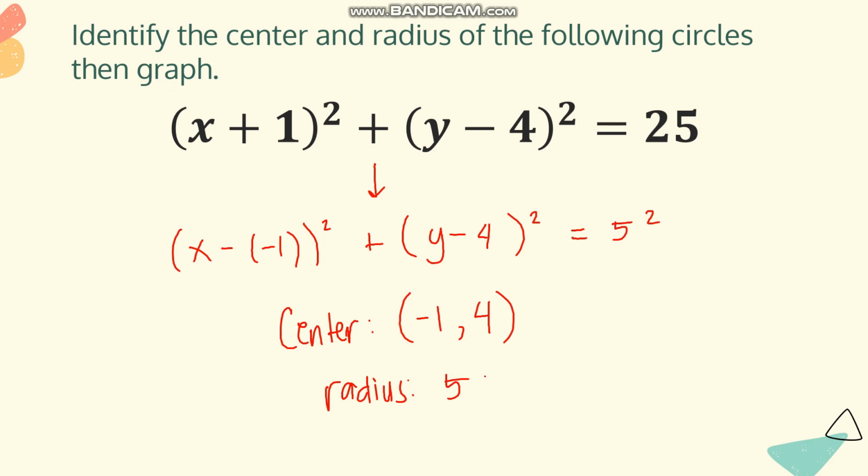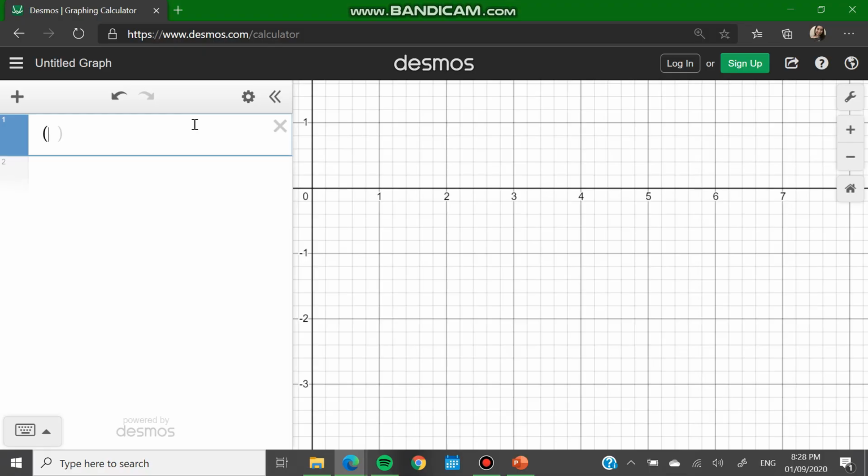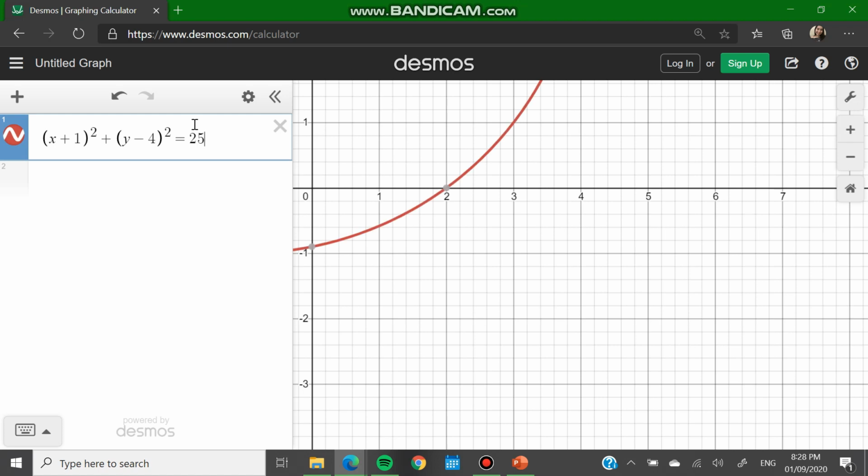Again, if the operation here is addition, you just get the number and then change the sign. But if it's subtraction, no need to change the sign, you write the number as is. Okay, so that is the center and the radius. Now, let's try to graph this using Desmos. So let's type here x plus 1 squared plus y minus 4 squared equal to 25.